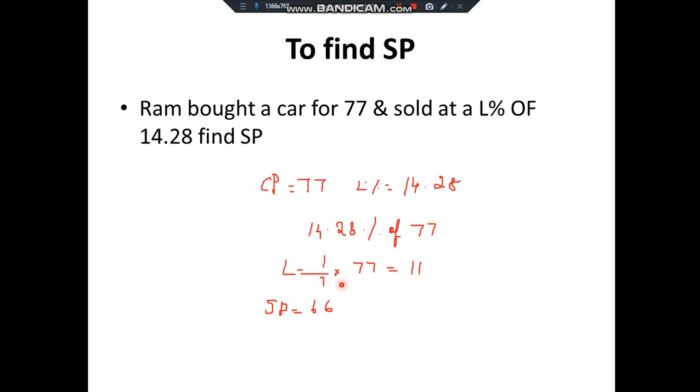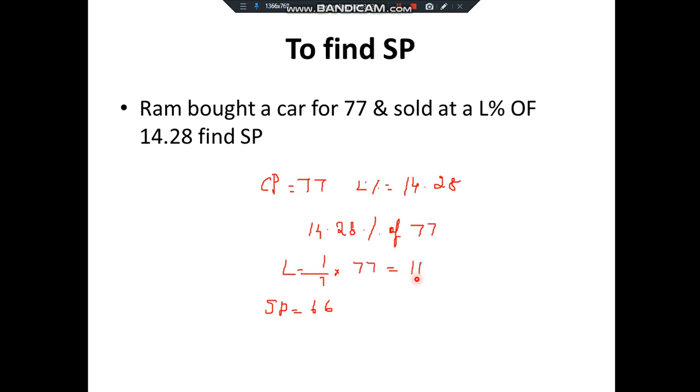Okay. So if you don't know, please watch the video. Previously I have added that session in percentage video. Please watch it and come here. So 14.28 is nothing but 1 by 7 equivalent fraction. So 1 by 7 of 77, which is 11 rupees. So the total loss occurred is 11 rupees.